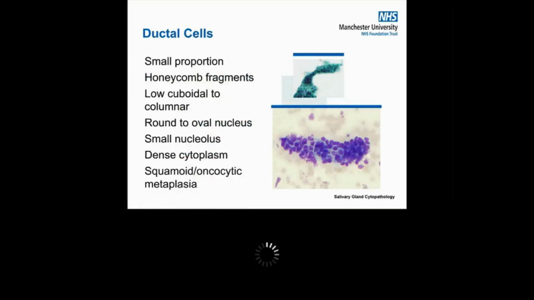Ductal cells would represent a smaller proportion of the epithelial cells present in normal salivary gland, and they appear on cytology as honeycomb fragments of low cuboidal to columnar epithelium. They can undergo squamoid or oncocytic metaplasia, which can cause confusion.